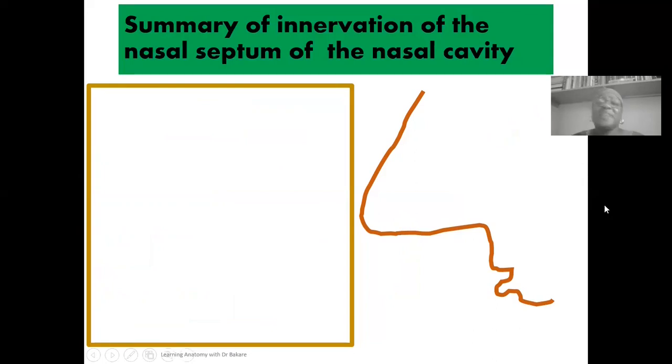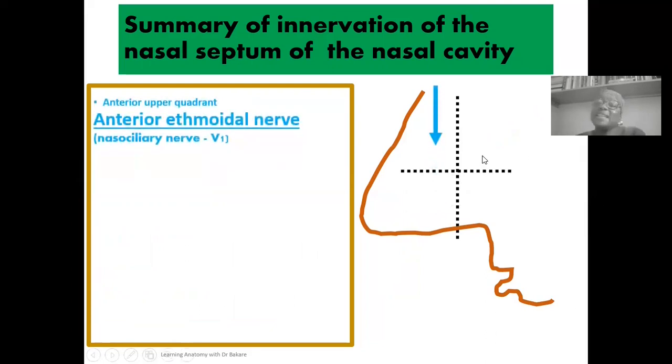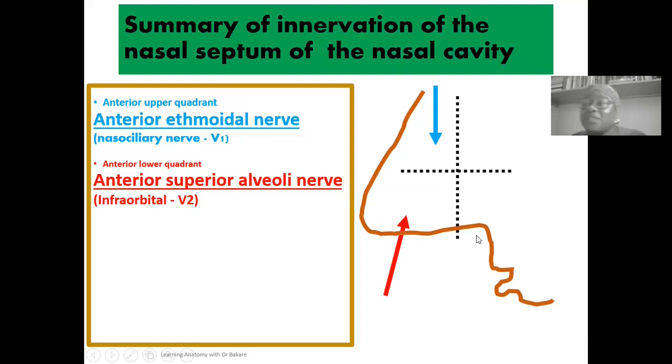Then going to the summary area of the nasal septum, also dividing it into 4 quadrants. The anterior upper quadrant here, that is arrowed here in blue, will be innervated by the anterior ethmoidal nerve. The anterior ethmoidal nerve, we already know is branched from the nasociliary, which of course is a branch of the ophthalmic. Then the anterior inferior part of the nasal septum will be innervated by the anterior superior alveolar nerve, which branches from the infraorbital, which of course is a branch of the maxillary nerve.